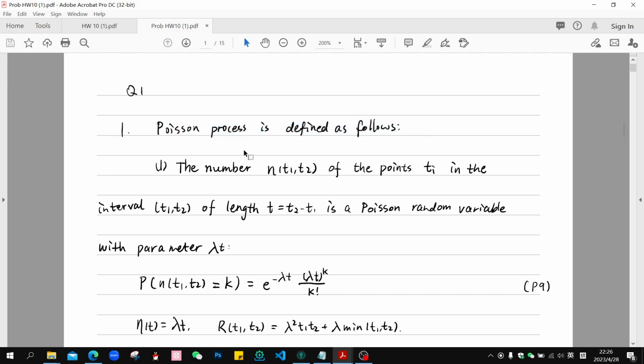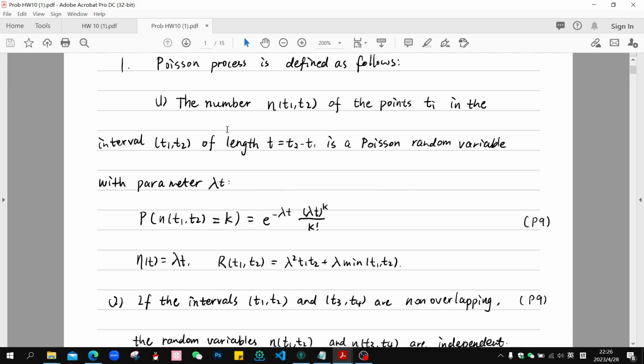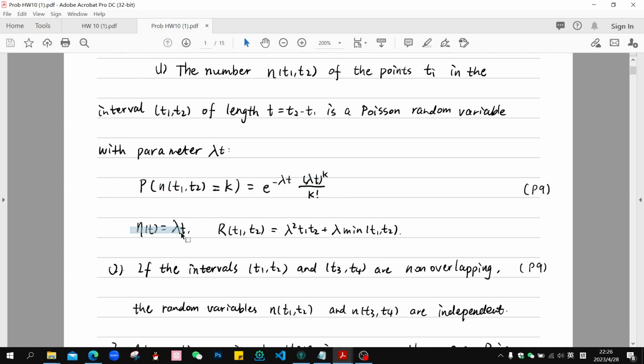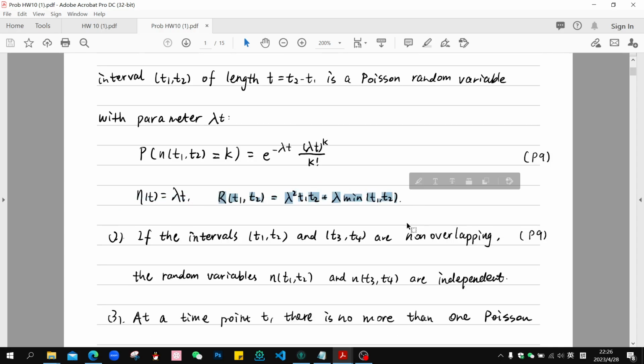Poisson process is defined as follows. 1. The number n(t1, t2) of the points ti in the interval (t1, t2) of length t is a Poisson random variable with parameter lambda t. That is this expression. And the expectation is lambda t. The correlation is lambda squared t1 t2 plus lambda times minimum of t1, t2.